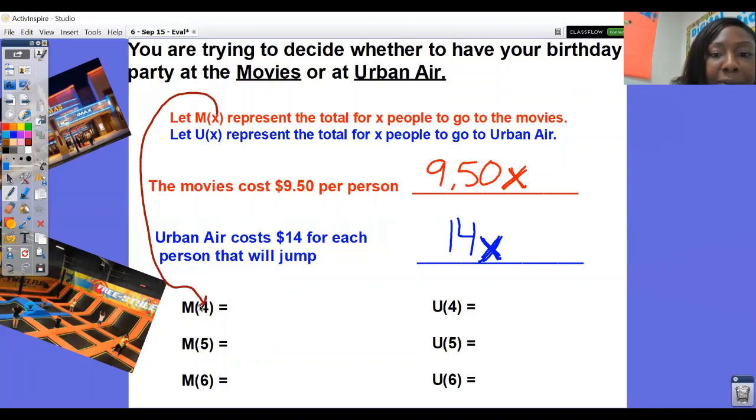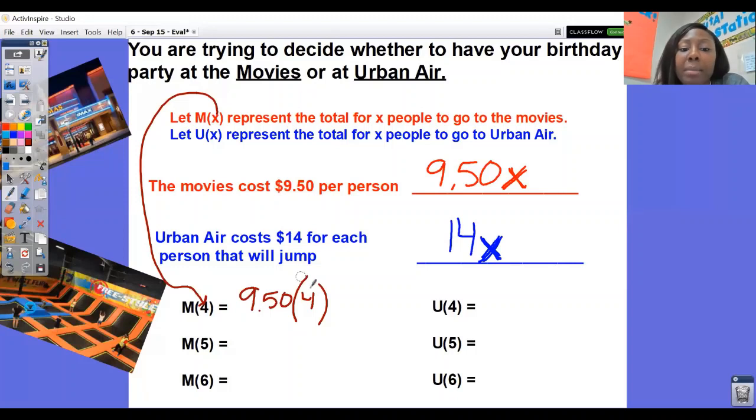So what they want me to do is use my equation, 9.50, plug in a 4 in that place, and then see what that would equal. And that's going to tell me what the total would be for 4 people to go to the movies. So you can get your calculator again, and 9.50 parentheses 4, and press enter. That would be $38 for 4 people to go to the movies.